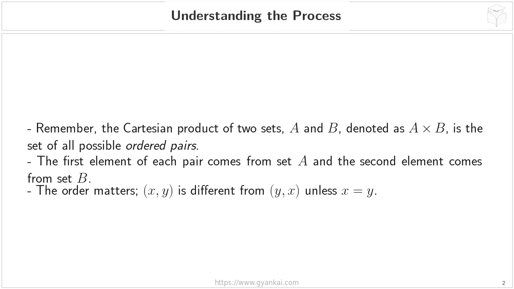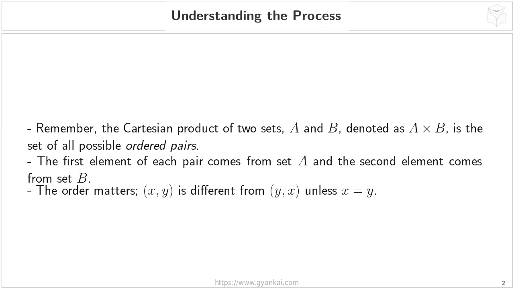Finally, and this is crucial, it says, the order matters. (x, y) is different from (y, x), unless x equals y. This means that if you have a pair like (x, y), that is completely different from (y, x). They are not the same ordered pair. Only if x and y happen to be the same value would those pairs be considered equal.